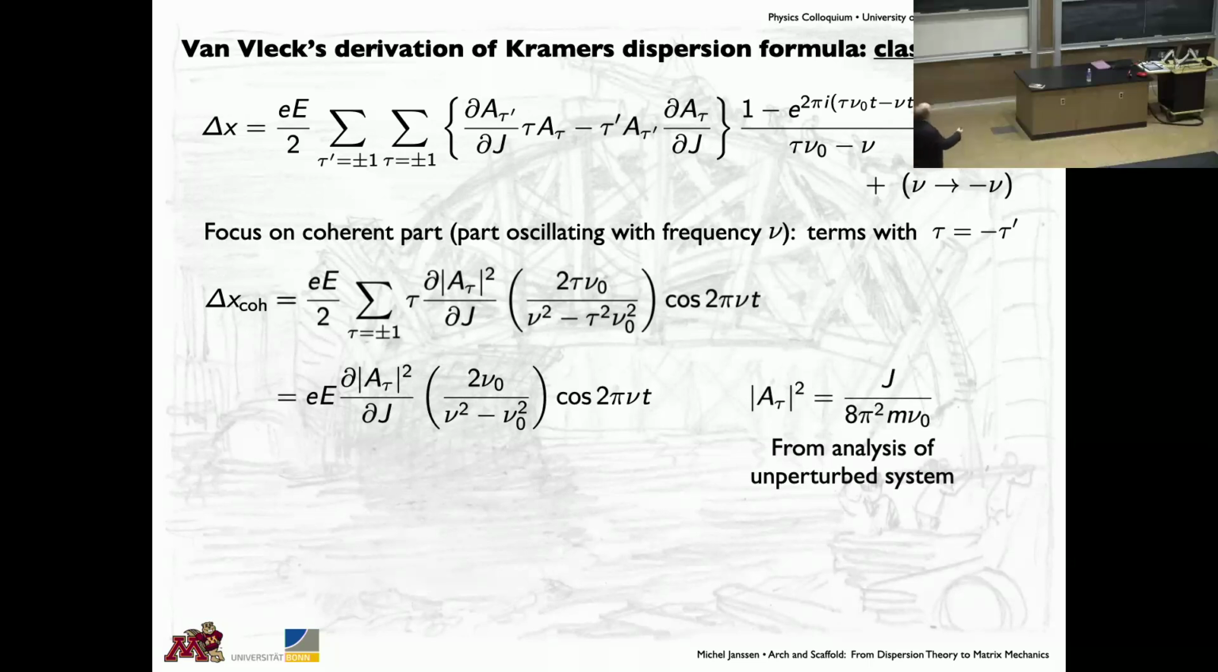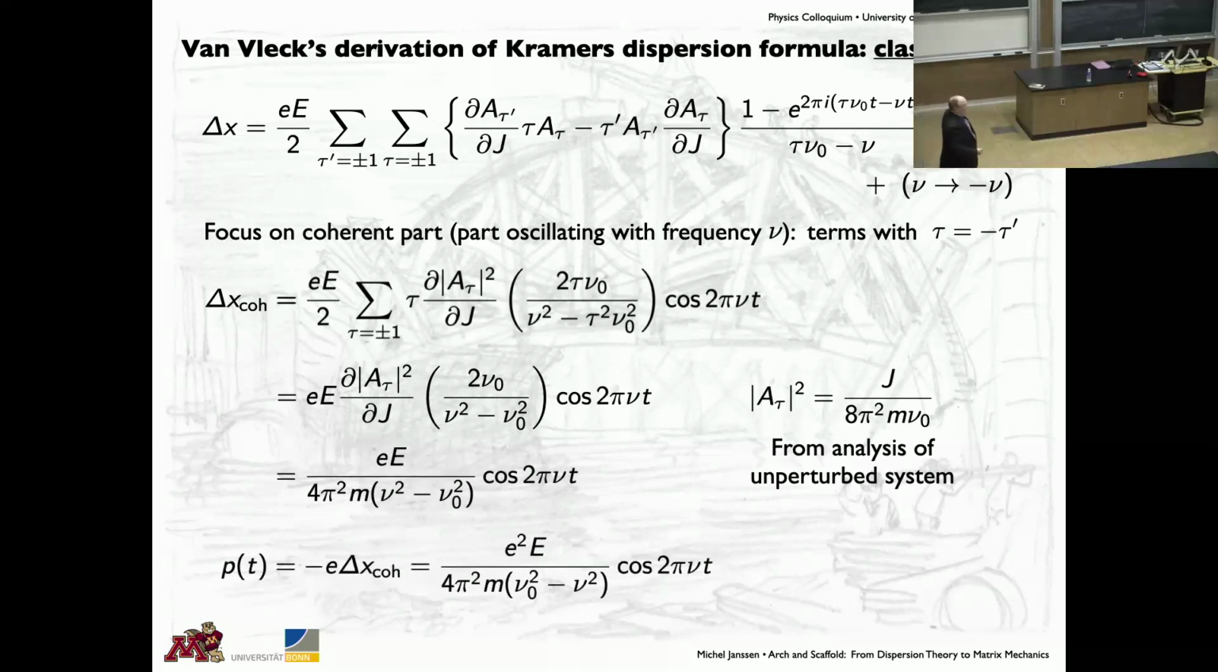This bit I didn't explain to you, but from the analysis of the unperturbed system, you can find a relation between these amplitudes and the action variables. You stick that in, and now, lo and behold, you have the equation that we had in 3 lines, just doing F equals ma. Right? So what have we gained?